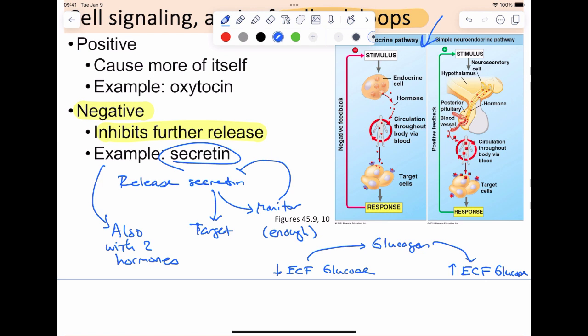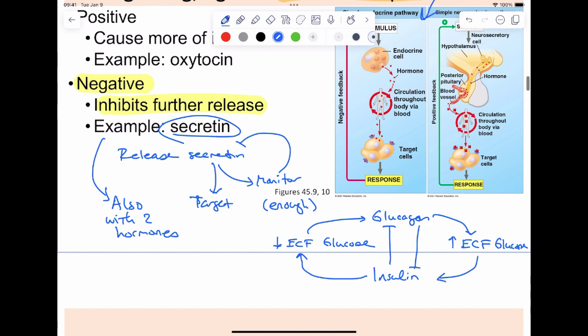If you have high glucose, what are you going to do? You say, oh crap, it's too high, I need to drop it down. What's that hormone? Insulin. And it's going to drive it down. Also, coincidentally, glucagon is going to tell insulin to knock it off, and insulin tells glucagon also to knock it off. So the two fight each other. Easy enough. But that's negative feedback. That's where you're fighting against whatever you're changing.